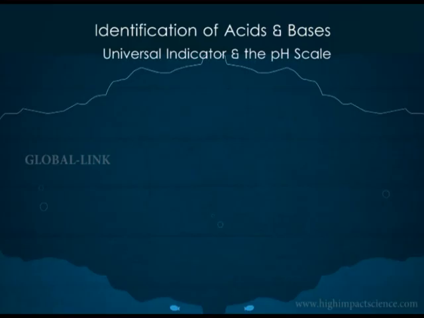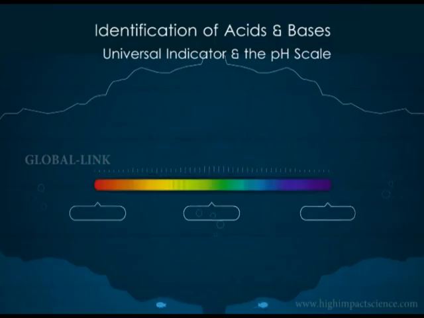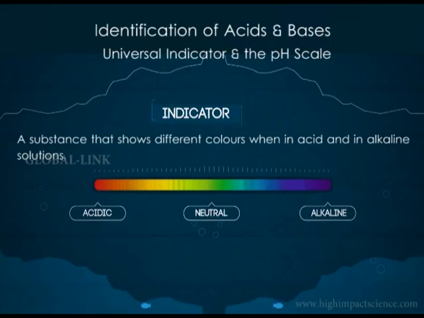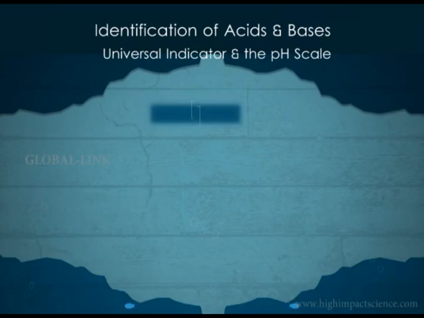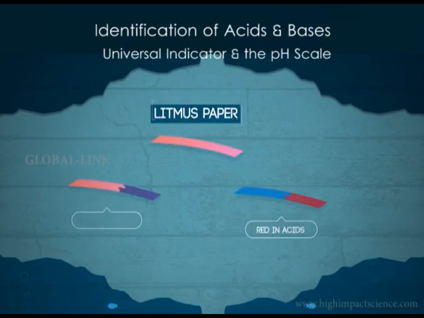Universal indicator and the pH scale. So we can tell if something is an acid, alkaline, or neutral by using an indicator. Indicators are substances that show different colors when they are in acid or alkaline solutions. Litmus paper is the simplest indicator that tells us whether something is acidic or alkaline.